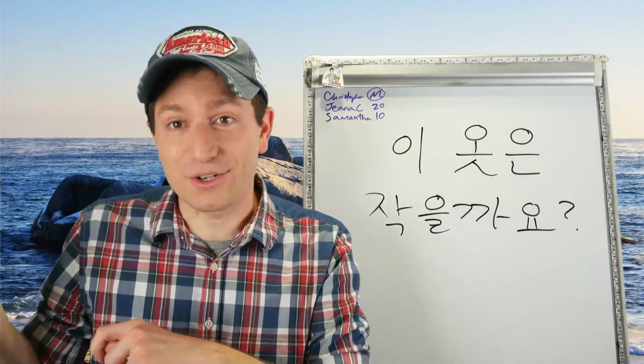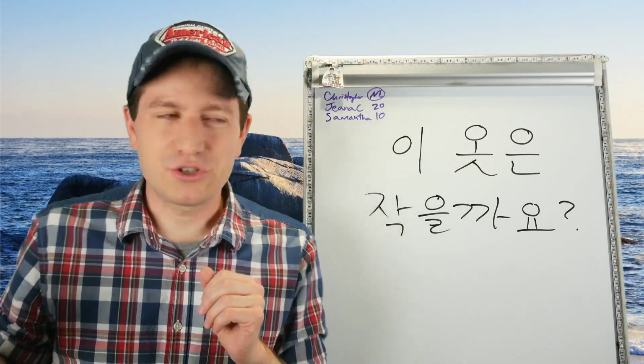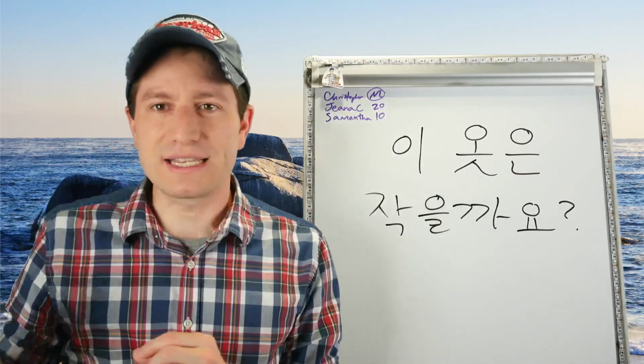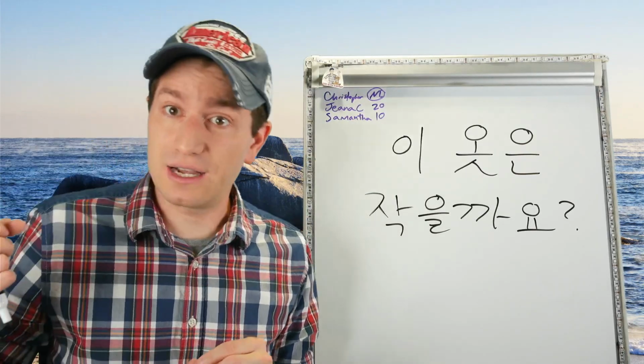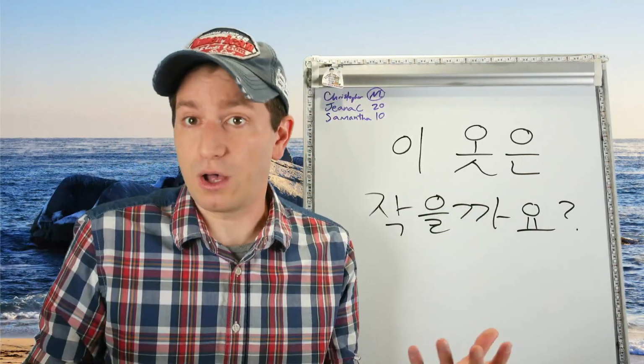So you're asking the listener what they think. You're not simply asking, are these clothes small? You're saying, hey, it's a possibility that they're small. What do you think? So it's a different nuance than simply saying, 이 옷은 작아요? 이 옷은 작을까요? So do you think these clothes are small?